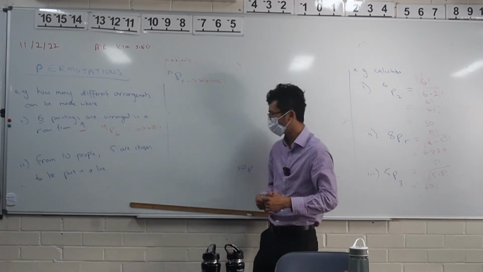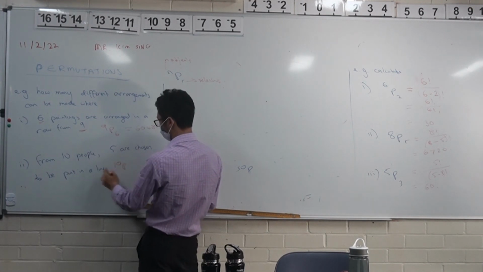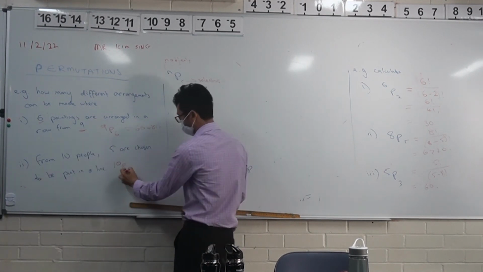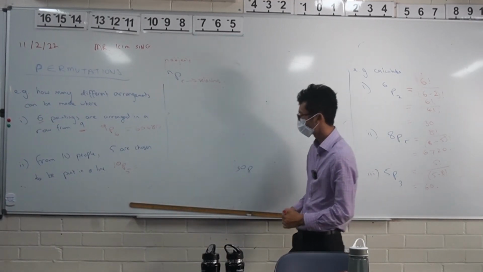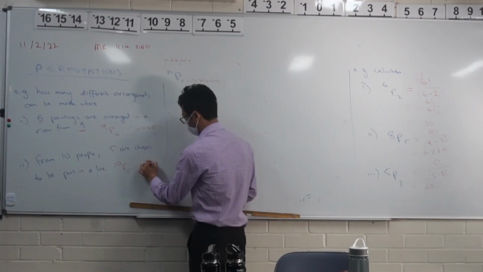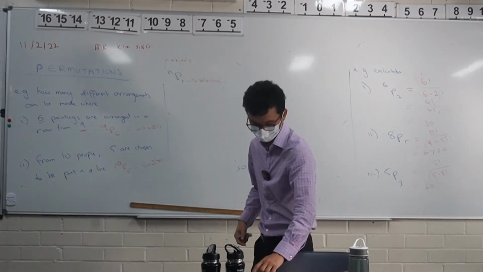And last one for me, Blake, 10P5 for this one. So you've got 10 people and 5 are chosen. 30,240. 30,240, perfect. Questions on that one? All right, jot that down.